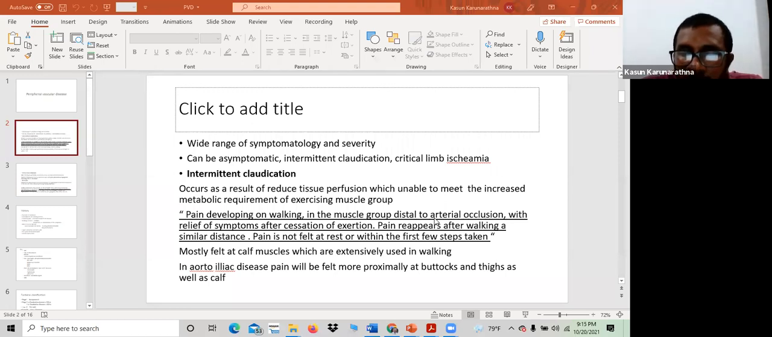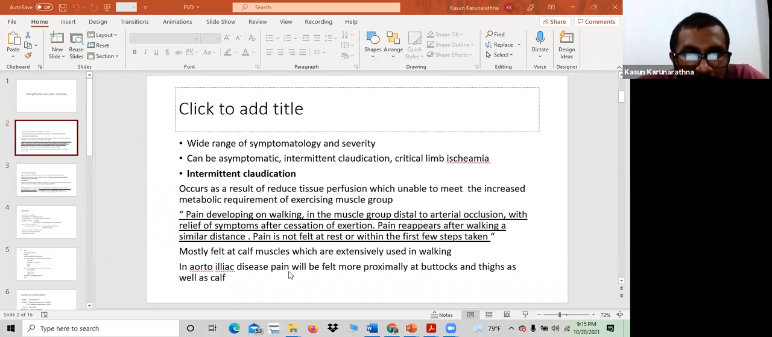Again, once you start walking and start to exert the group of muscles, at one point there will again be a supply requirement mismatch. At that point, you will develop pain. Pain is not felt at rest or within the first few steps taken, because at that point this artery system, despite occlusion, has the ability to supply an adequate volume of blood, right? Mostly felt at the calf muscles, which are extensively used in walking.